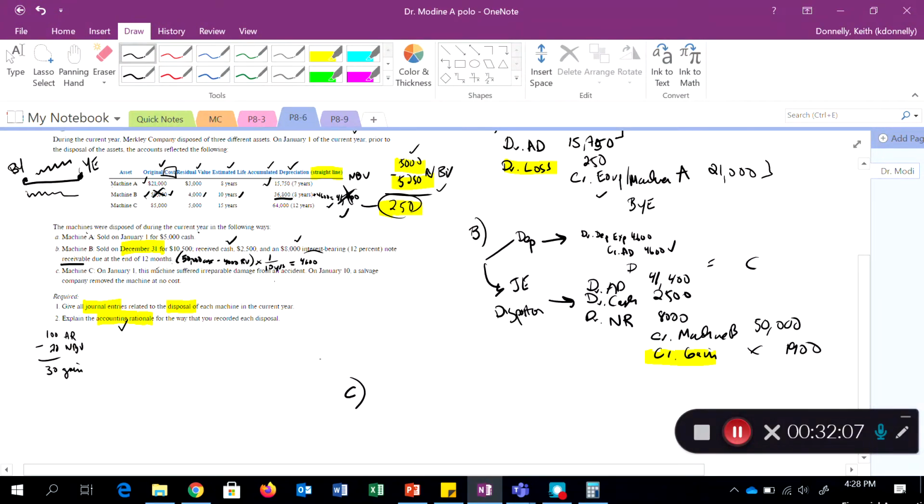But let's look at it here. We know we had a machine, something bad happened to it. It's now done. We got rid of it. We didn't sell it for anything. So this is a little bit different. We didn't sell it. We just got rid of it.